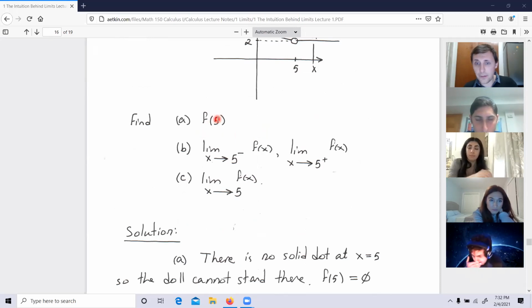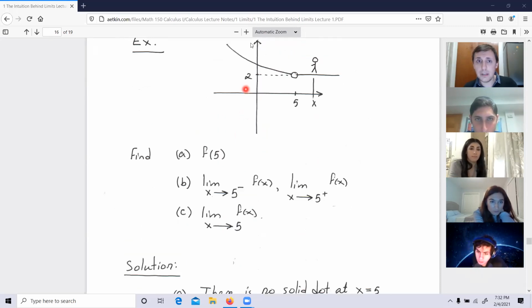So guys, f of 5 is undefined. You cannot evaluate it. By this picture, it's undefined. Yes. Now let's look at the limit. What's the limit as x goes to 5 minus? What will be the limit? Could you help me?